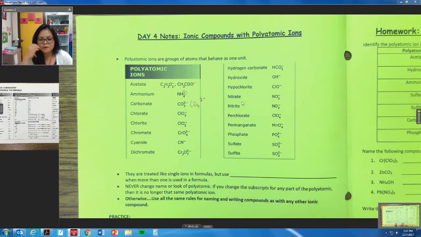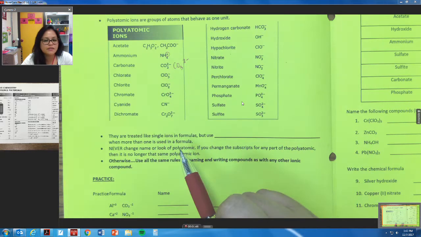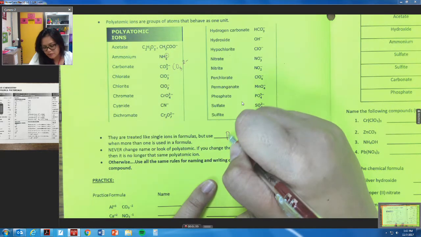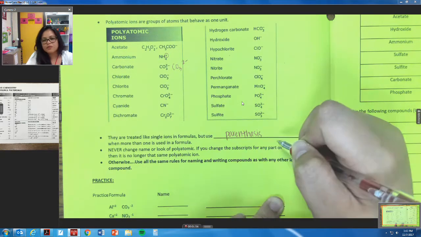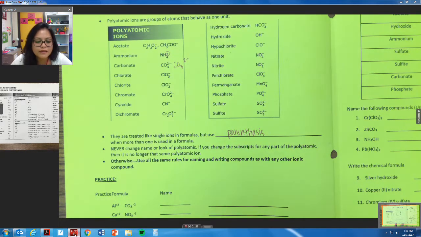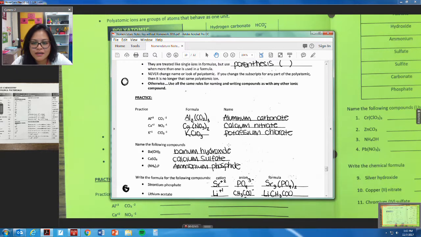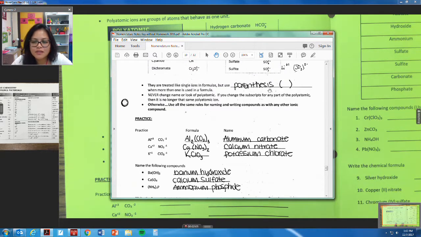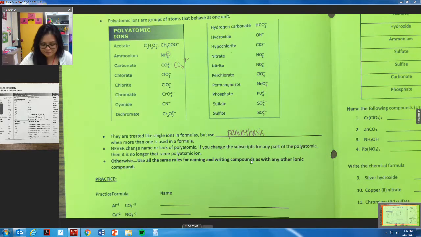Okay, so they are treated like single ions in formulas, but use parentheses. Gosh, I hope I spelled that right. I have a feeling I didn't. English was not my best subject. Parentheses.